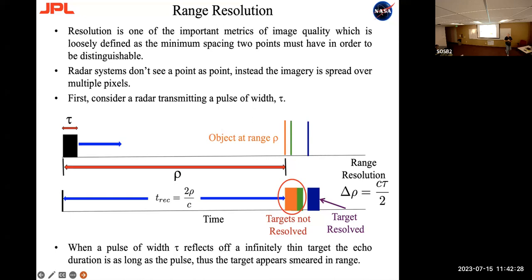So what does this mean? If I want to have finer range resolution, what do I do? Narrow my pulse. I make this smaller, smaller and smaller. Okay, that sounds perfectly good. Well, why can't I just make tau as small as I want? What might prevent me from making this smaller and smaller? Range resolution? What? Range resolution will get lower.